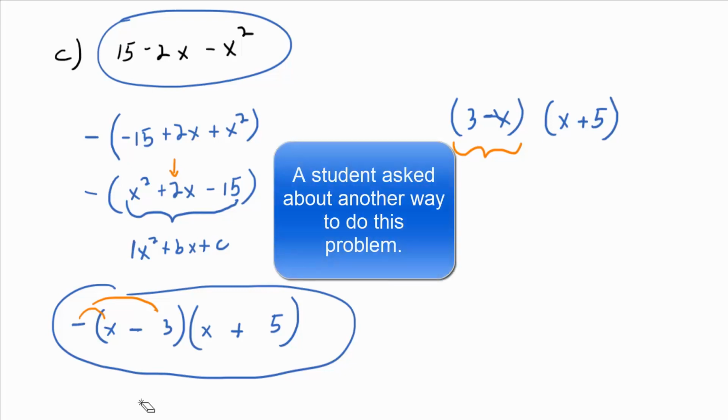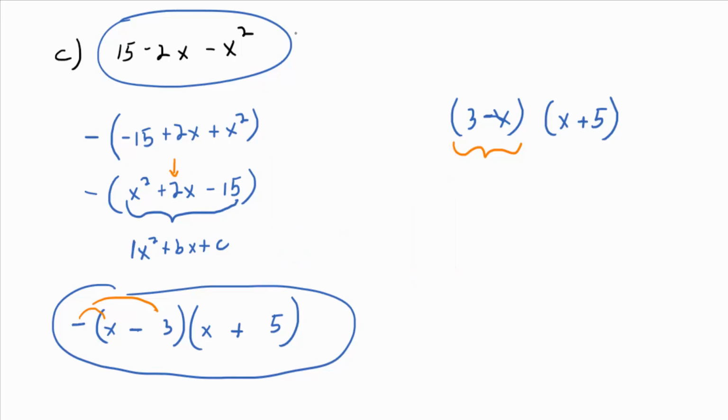Yes? In the beginning, when you switch everything, can you just put it in the right order? Yeah, and you could do that, and you could just factor it as is. So another way to go here is you could have just left it in the order that it's in and think, okay, what are two numbers that multiply together to make 15?